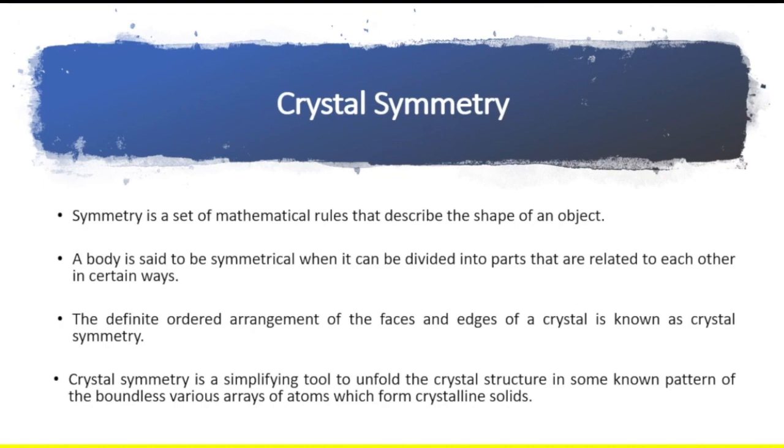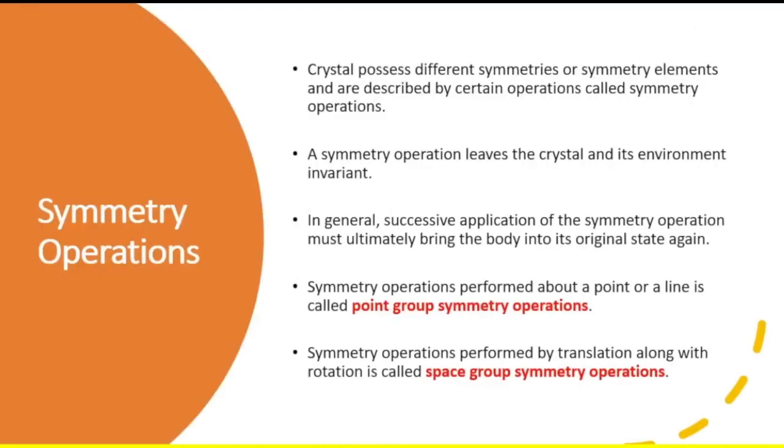In a crystal, a symmetry simplifies unfolding the crystal structure in some known pattern. So, if there is symmetry, then it can define the whole structure of a crystal. It is a definite ordered arrangement of the faces and the edges of a crystal. The crystals possess different symmetries and are described by certain operations called symmetry operations. These symmetry operations leave the crystal invariant when applied on it.